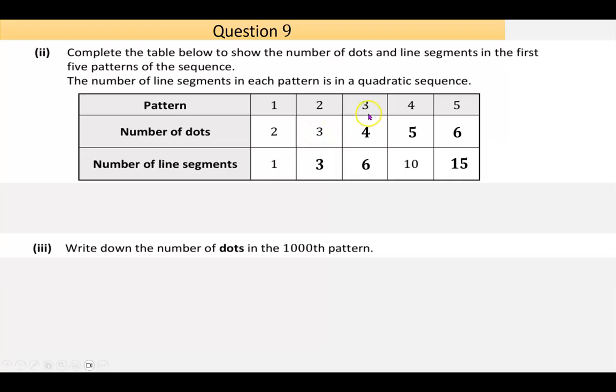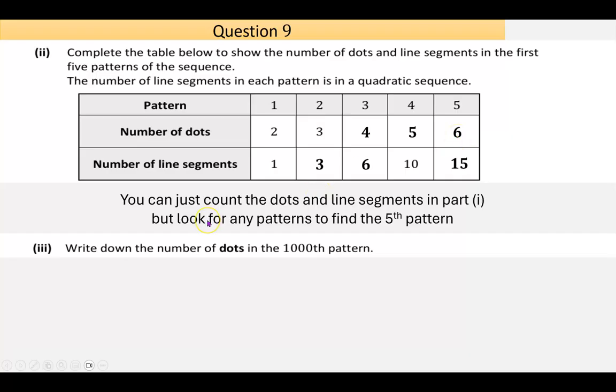Now the third pattern has 4 dots. We drew that. Even if your answer here was wrong, but it was correct based on your diagram, you'll still get the attempt for that little bit. So it's 4 dots and 6 line segments. Pattern 4 has 5 dots, and this was given to us already, 10 line segments. We count them up. And then the next one has 6 dots and 15 line segments.